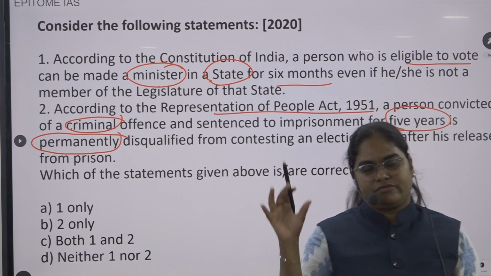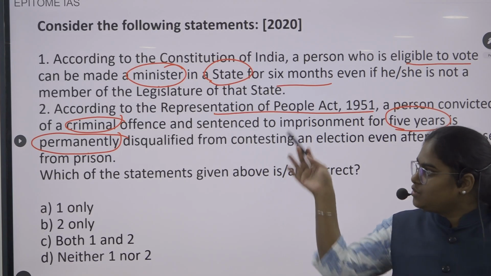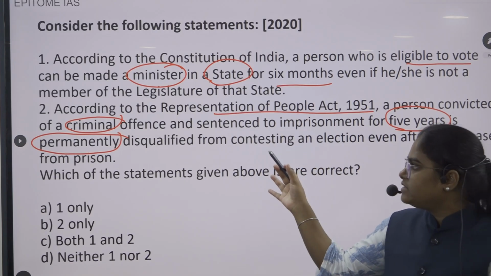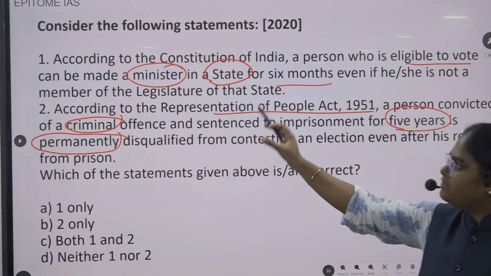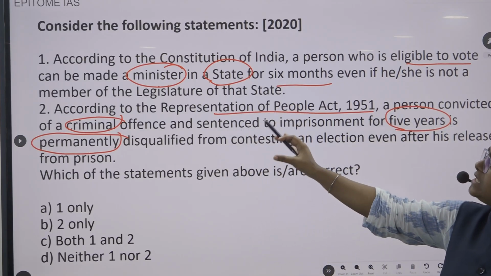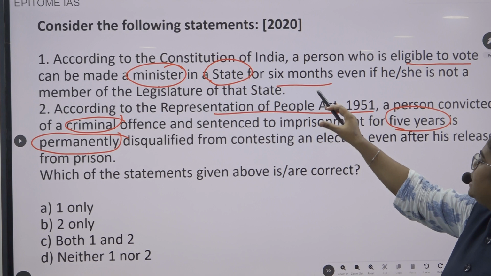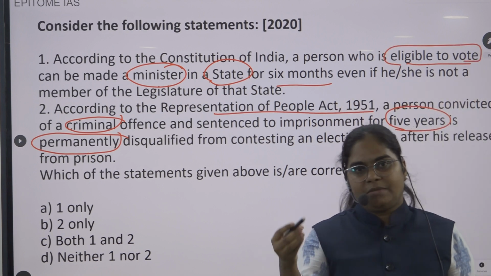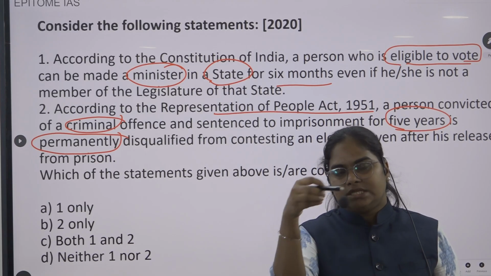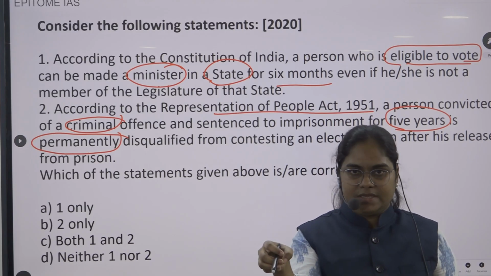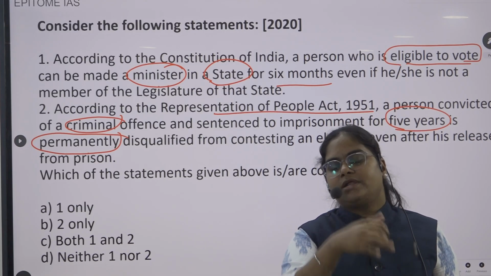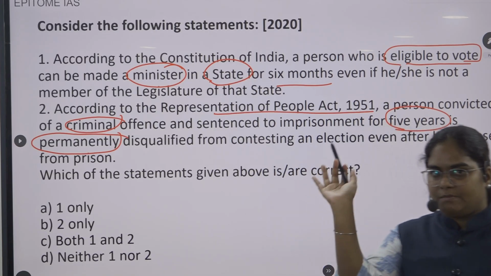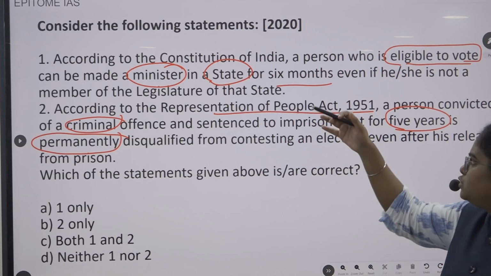So again, before seeing the explanation, try to answer this particular question yourself. Okay, let me start with the explanation. In the first statement, what they are saying is, according to the Constitution of India, a person who is eligible to vote can be made a minister in the state legislative assembly, even if he is not a member of the state legislative assembly. So first, we'll break this statement into two.